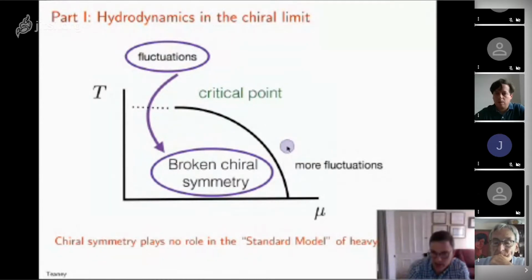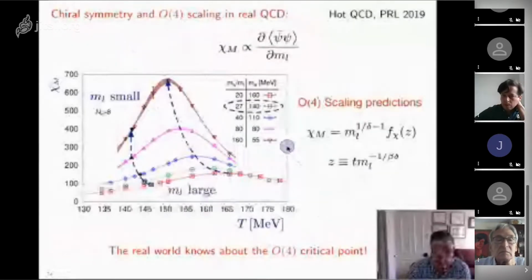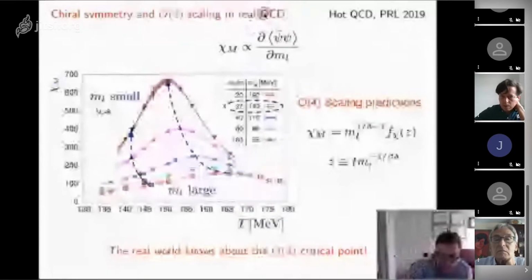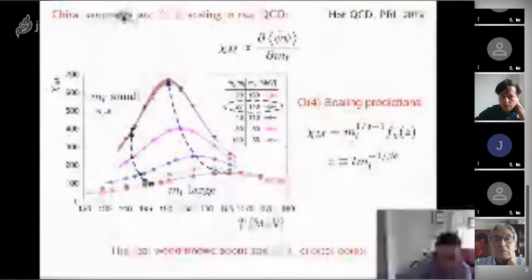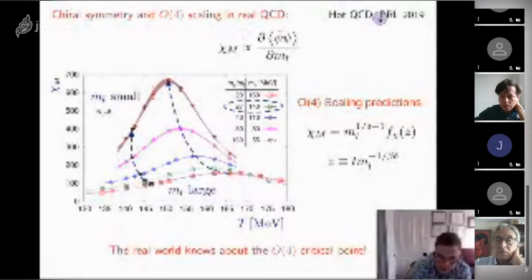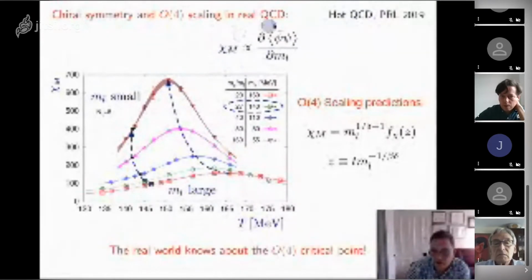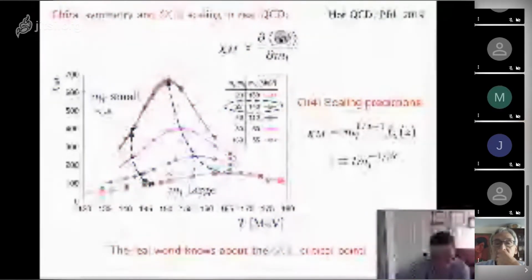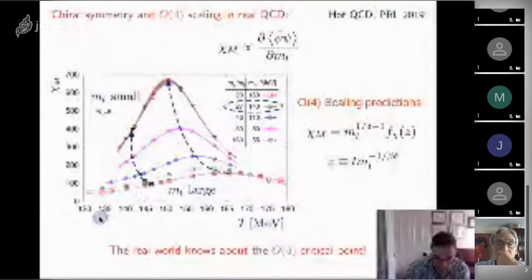If I look at real world QCD, let's take lattice QCD, there's a lot of evidence of chiral symmetry breaking and the O(4) scaling associated with this pattern of symmetry breaking. Just to give an example, this is chiral symmetry in real QCD. These are lattice QCD calculations by the HotQCD collaboration. They look at the chiral susceptibility, and they plot it as a function of temperature and quark mass.